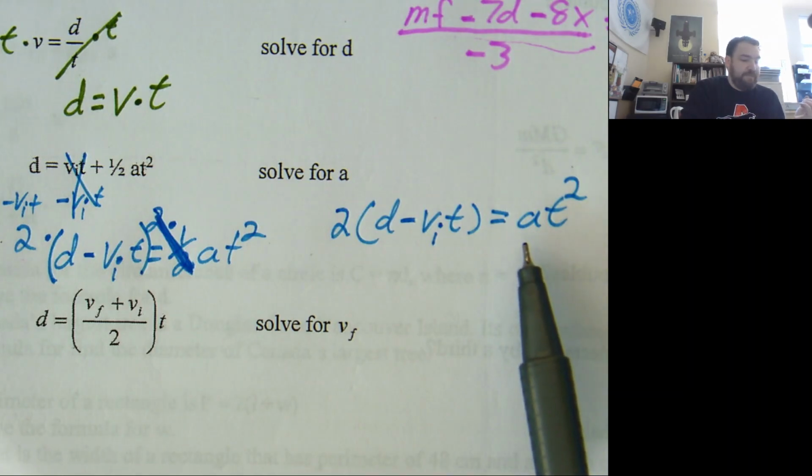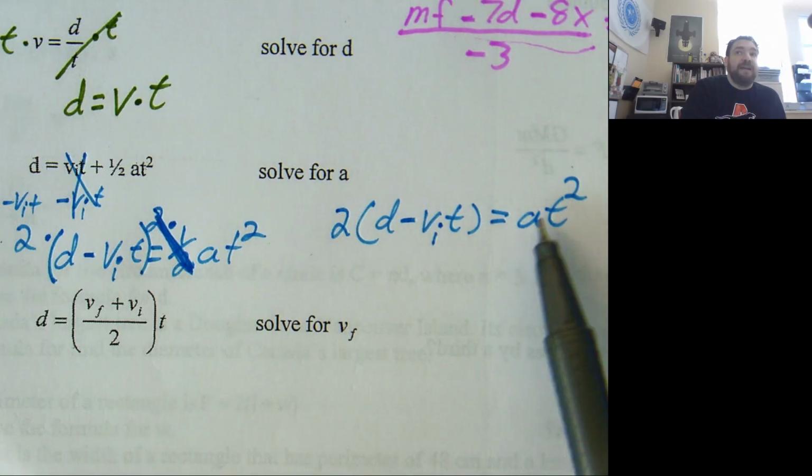Last step here to get a by itself, what do we got to do? Yeah, Dave? We're going to divide by t squared. We're multiplying a and t squared together because there's nothing written in here. That's what's going on.